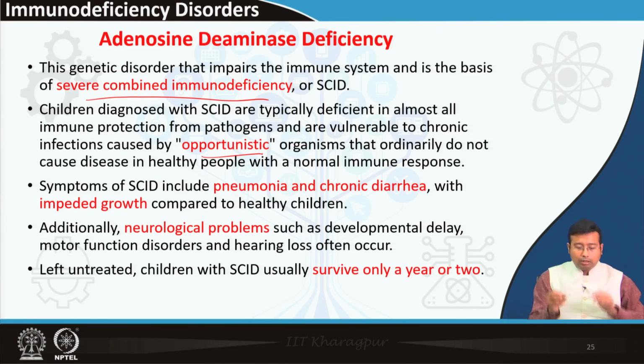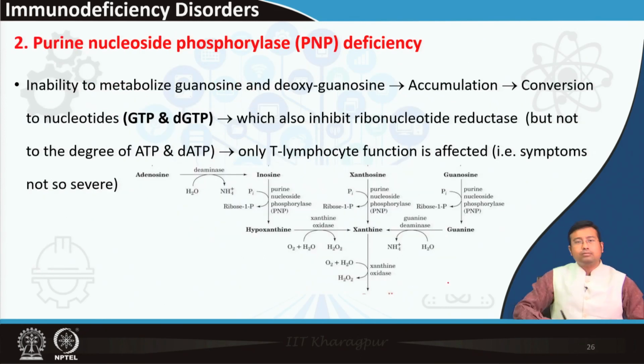Again, symptoms may include pneumonia, chest infection, chronic diarrhea, growth retardation. Apart from that, neurological problems and developmental delay can happen in ADA deficiency, and if it is not diagnosed and treated, a child can survive a maximum of 1 or 2 years, otherwise he will die of infection.